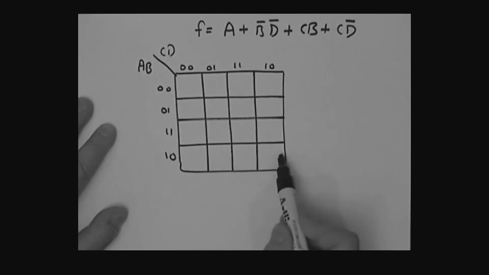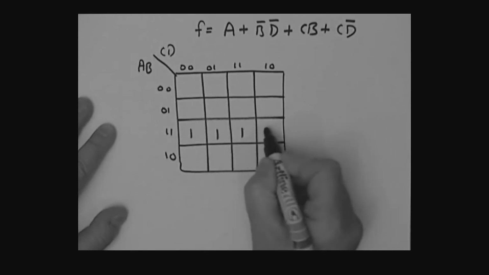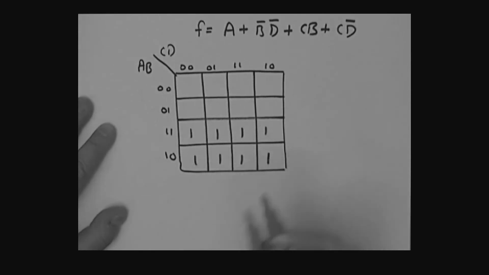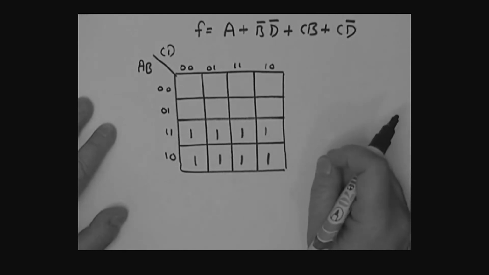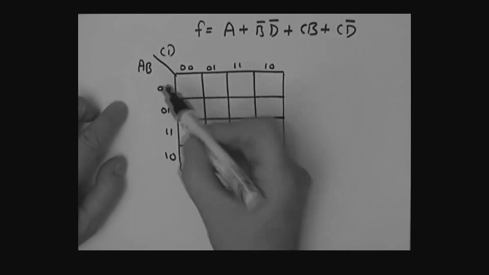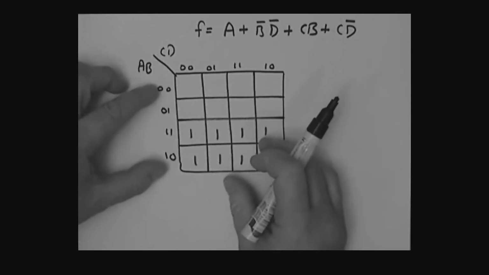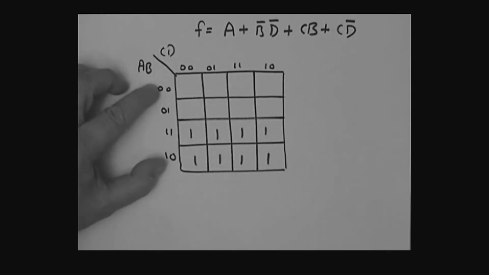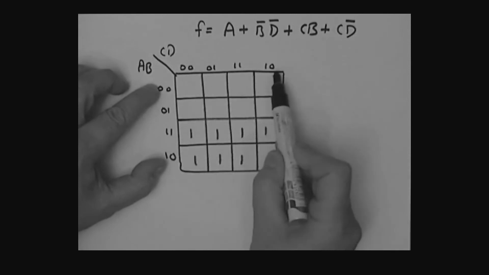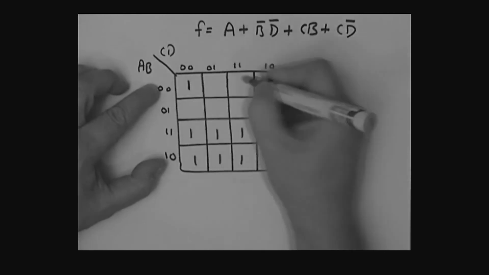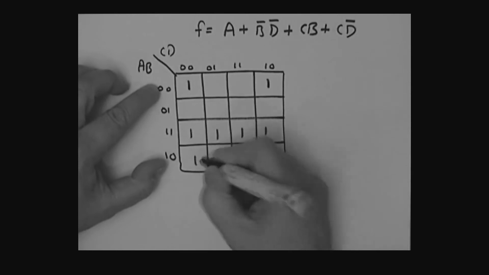This whole row is where A is true, and we're only looking at the case where A is true. All right, so let's go ahead and plot that. We've got a product term here, here, here, here, here, here, here. Okay, B bar D bar. Well, where is B bar D bar true? B bar is true here and here, all right? And where is D bar true? D bar is true here and here, okay? So we really have a 1 sitting here, 1 here, 1 here, 1 here.